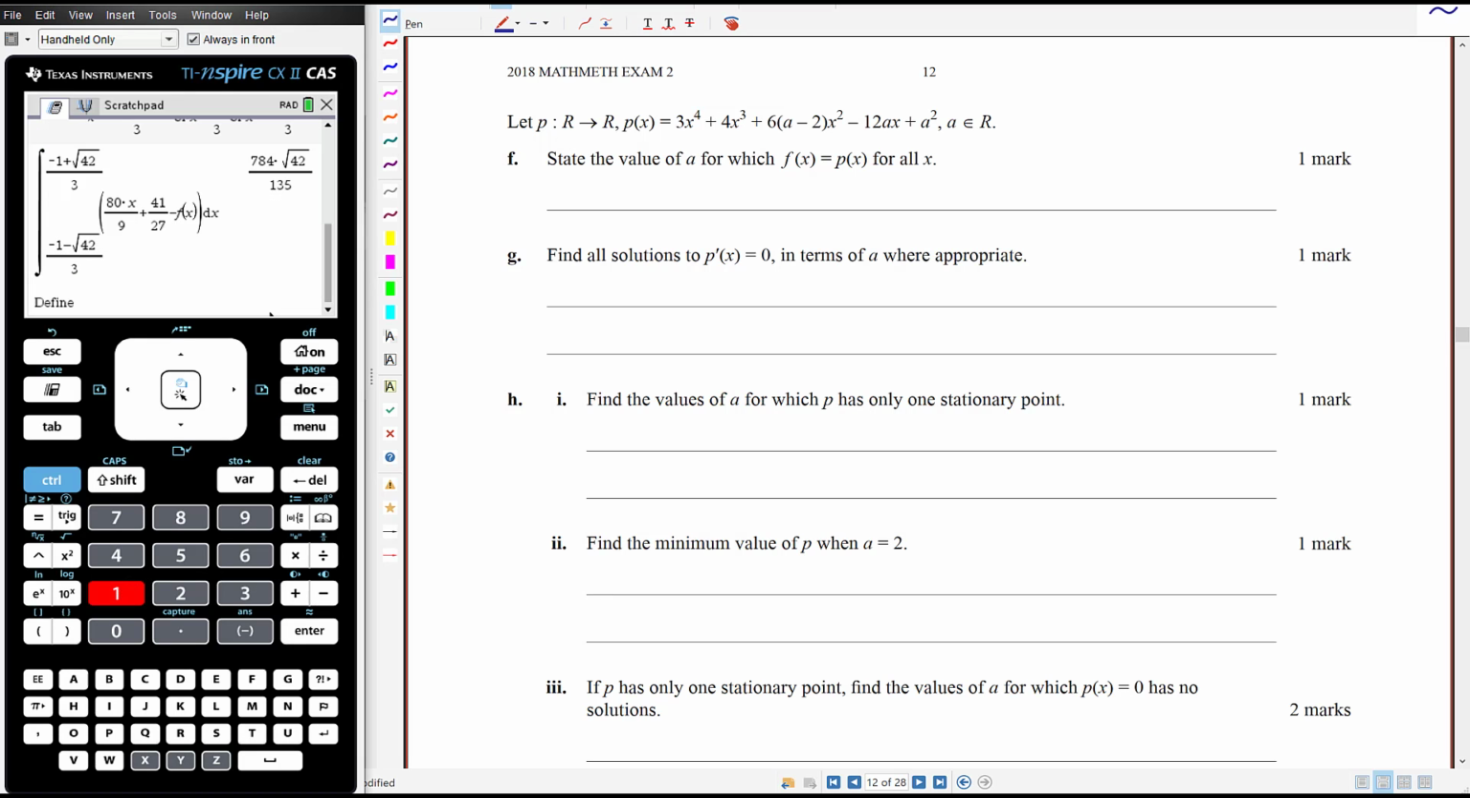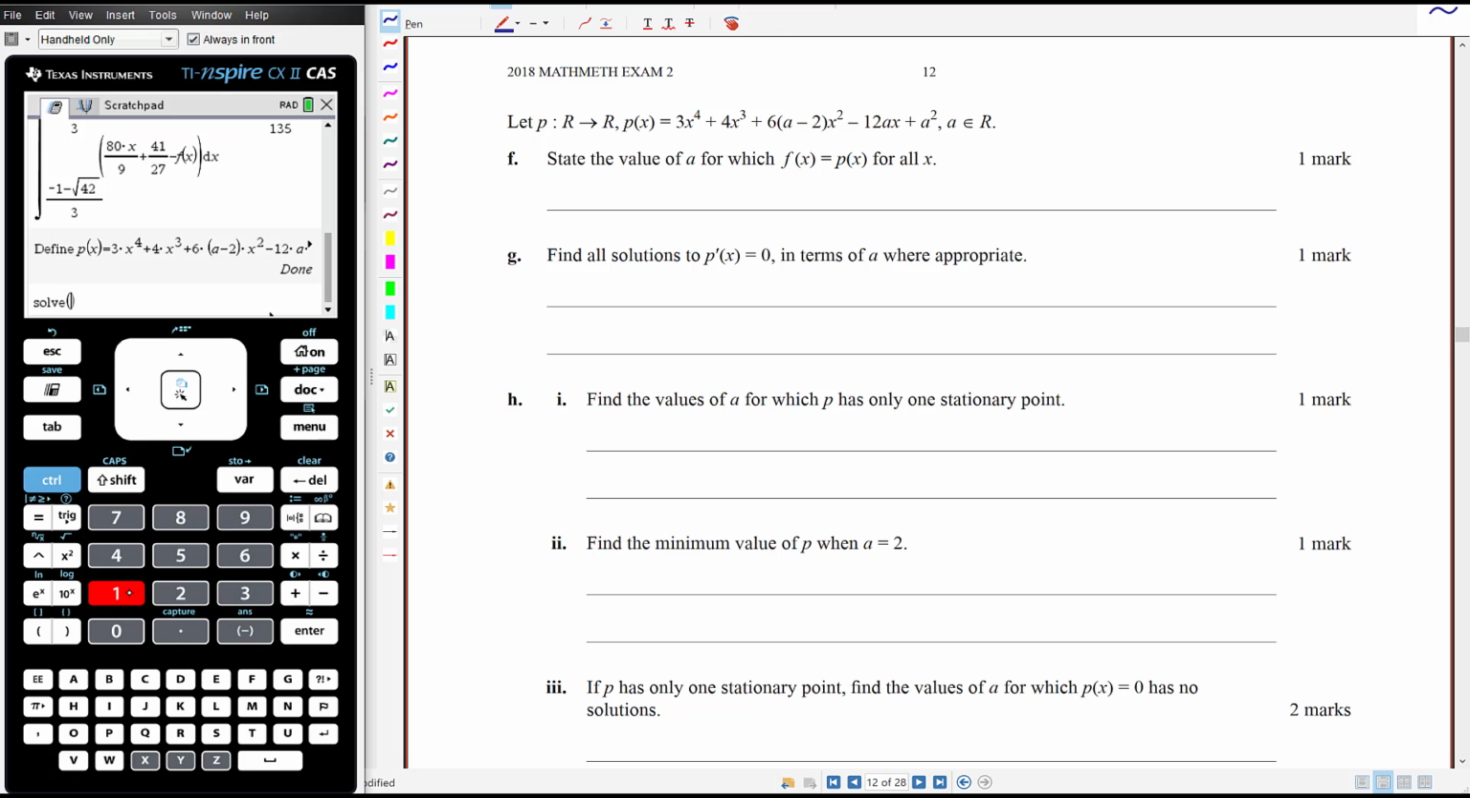So menu 1, P of x is another quartic function, 3 times x to the power of 4 plus 4 times x cubed plus 6 times a minus 2 times x squared minus 12 times a times x, and then plus a squared. A is a real number. Okay, state the values of a for which f of x is equal to p of x for all x.